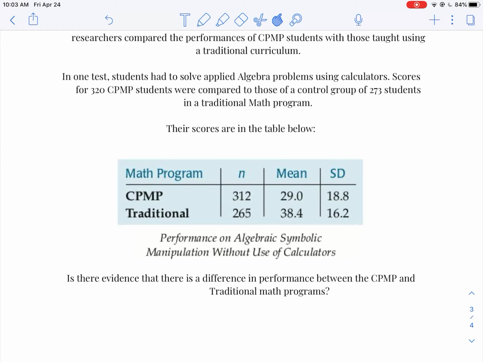All right, so first of all, we're looking at evidence, so we definitely know we're doing a hypothesis test. We're looking to see if there is a difference in performances, so we're going to be comparing two things. We got two different populations here, CPMP and traditional, and we're looking at scores here. We're not looking at percentages or anything. We're looking at raw scores, 29, 38.4. These are averages. So we're going to be comparing averages from two different populations.